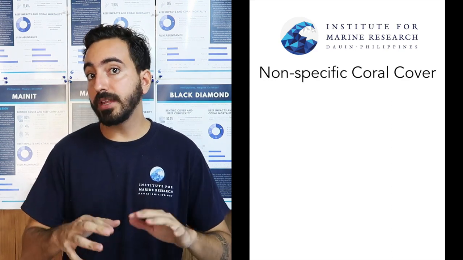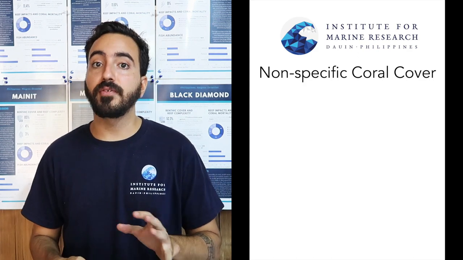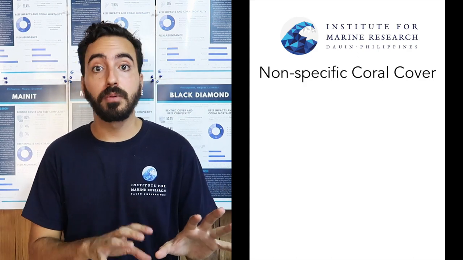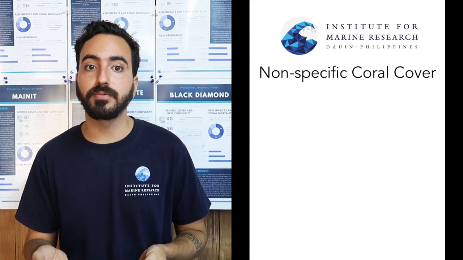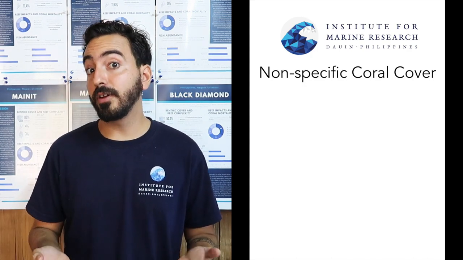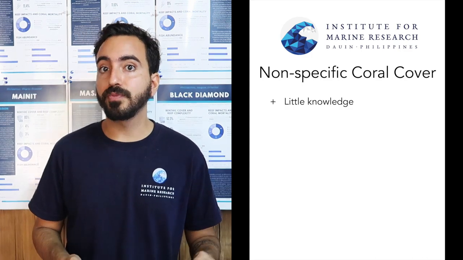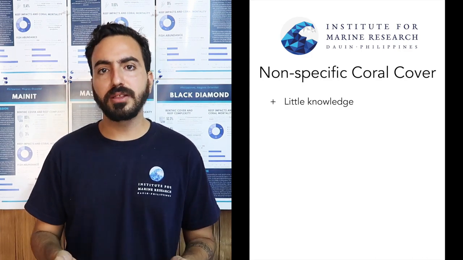Basically, what you're doing is you're getting a certain area, and you're saying if that area has either coral or it doesn't, and then what percent of that area has coral versus what doesn't. Now, the good thing about this is that you have to have very little knowledge. You just got to know what's coral and what's not. You don't really need any specialized equipment.